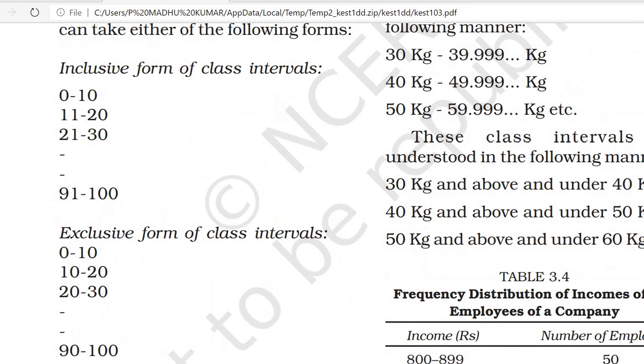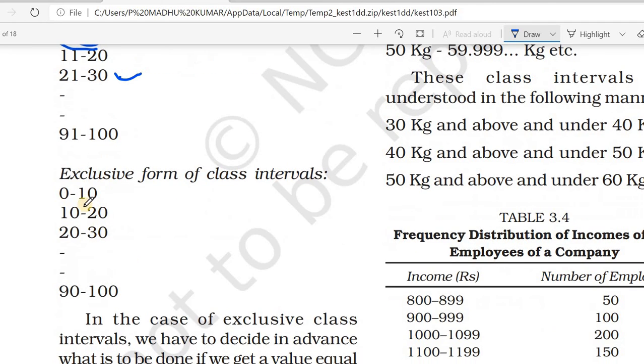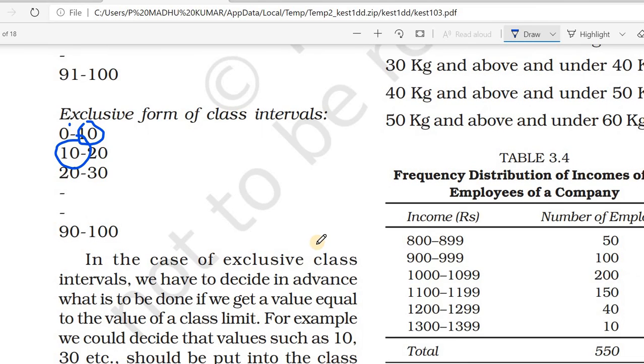Then we studied inclusive class intervals and exclusive class intervals. Okay, if this 10 also comes in this class, we can call it inclusive class intervals. This 20 coming in this class, then inclusive. If 30 coming in this class means it is inclusive. Exclusive means this 10, here you can see here also 10, here also you can see the 10. Then we will take this 10 in this second class only, that one is the exclusive form of class interval.